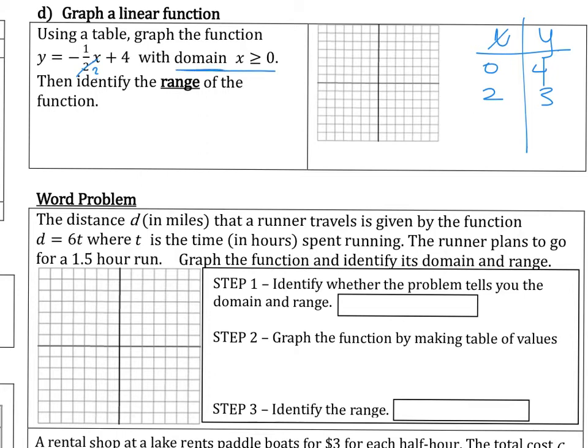Since the given domain is x greater than or equal to 0, I cannot have any negative values, so my first point must start here, when y equals 4, the y-intercept. And then graph 2 and 3.